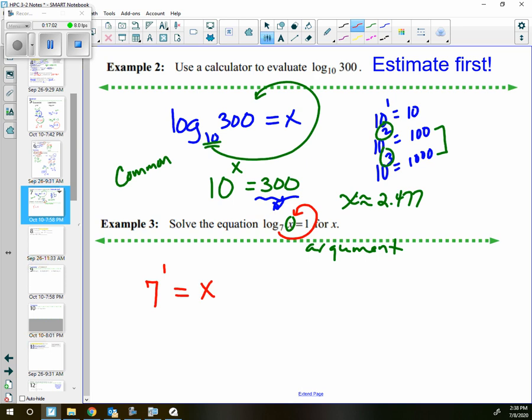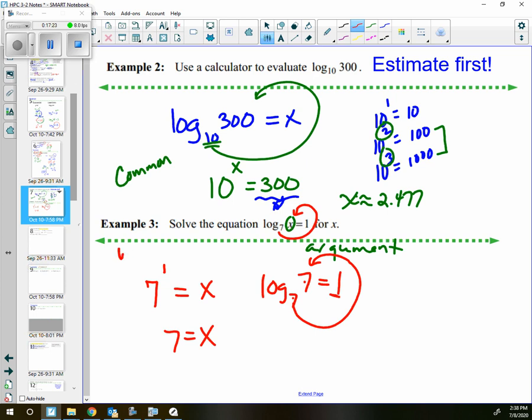Well, gosh, solving for the argument, you just have to do that power. So what's 7 to the first power? 7. Yep, and let's see if that makes sense. So the log base 7 of 7 equals 1. So 7 raised to the first power would give me 7. Absolutely. So when the base and the argument are the same, the power you're looking at is always 1. So use the inverse. That's the idea here.